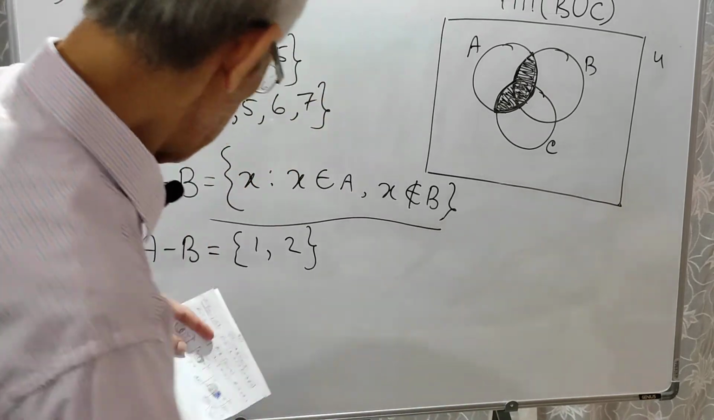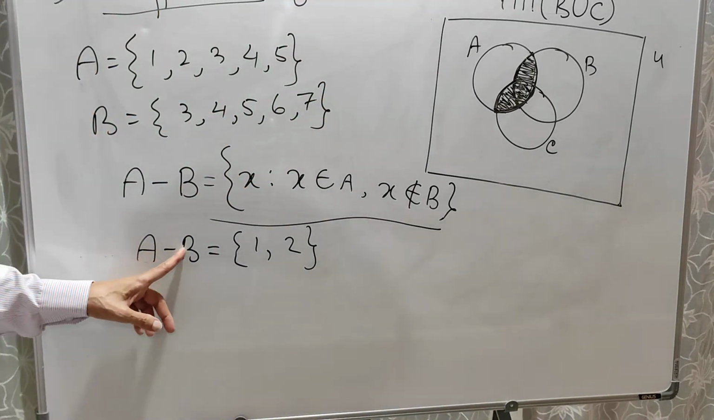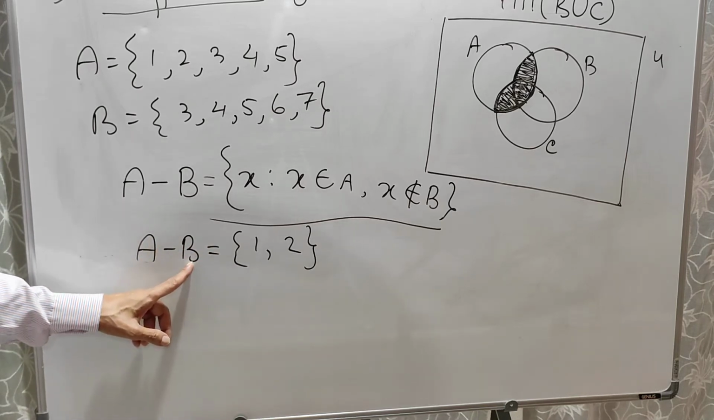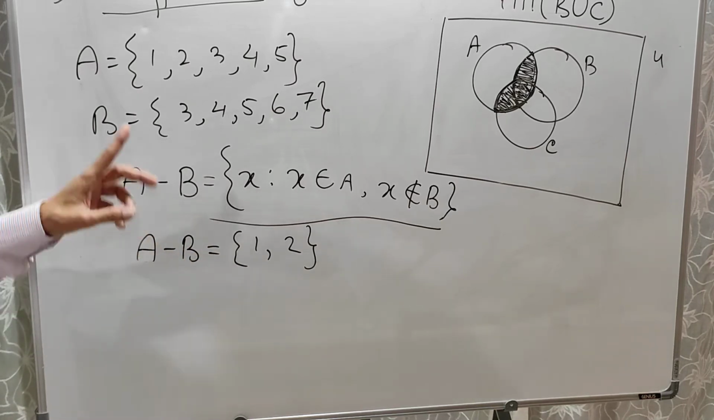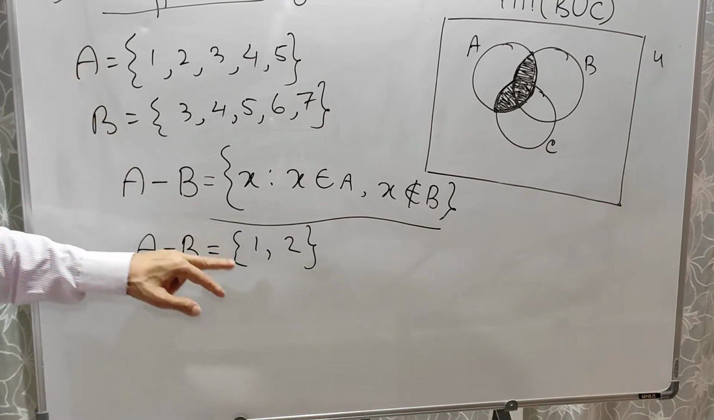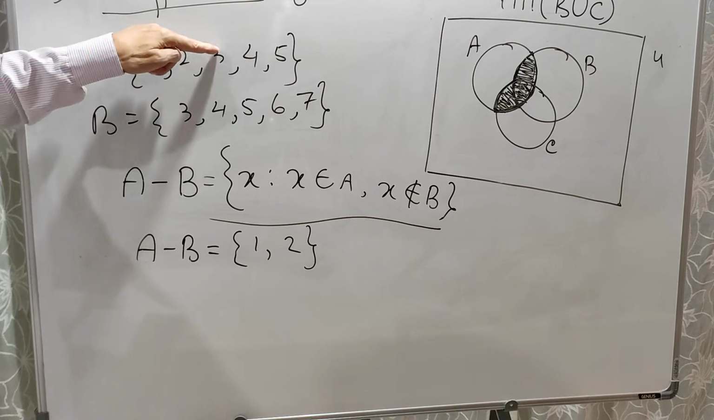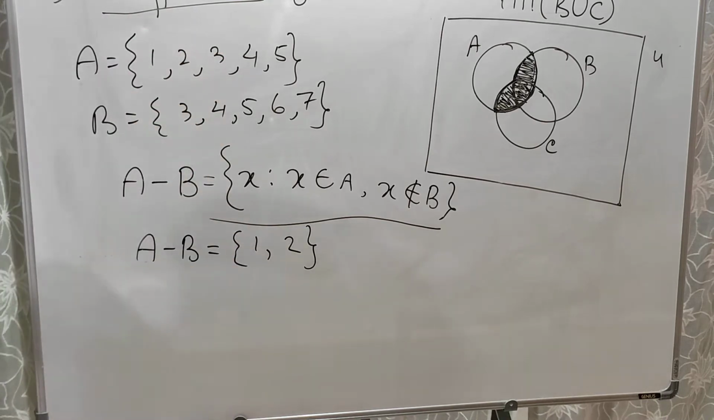So A minus B, or A difference B, is a set containing elements of A but not present in B. Now which elements are present in A but not in B? 1 not in B, 2 not in B, 3, 4, 5 are in B. Yes, only 1 and 2.